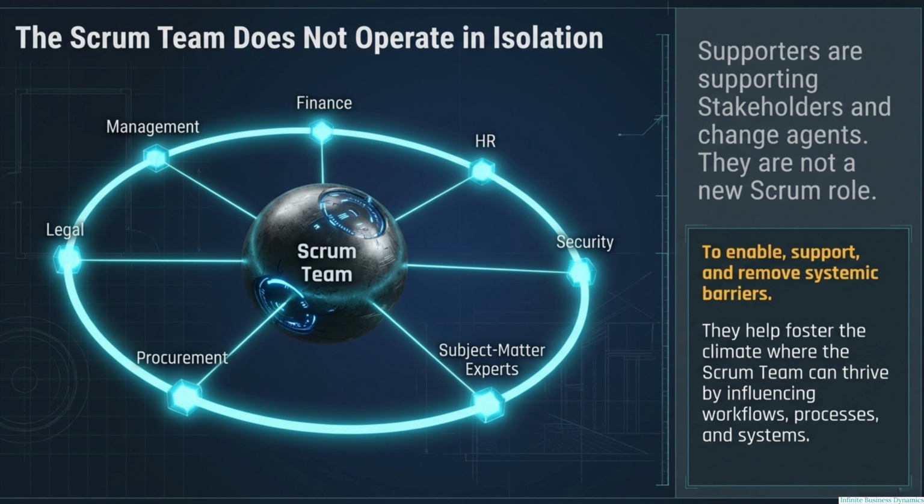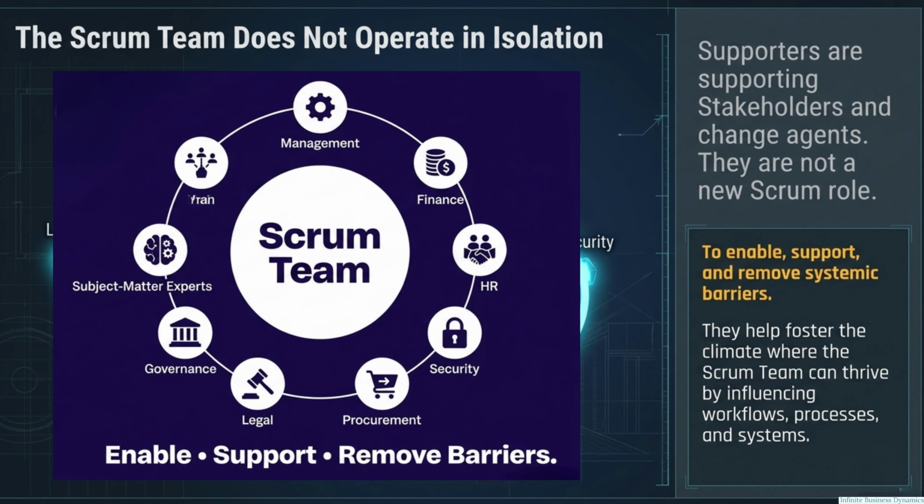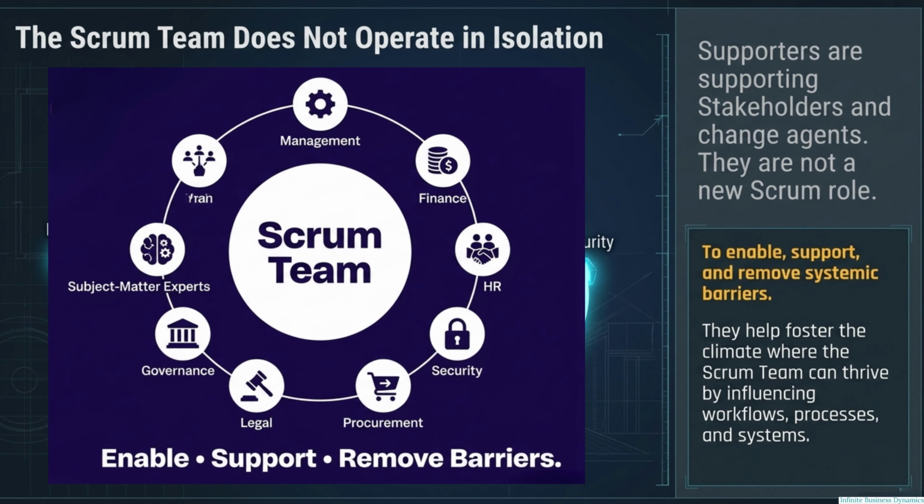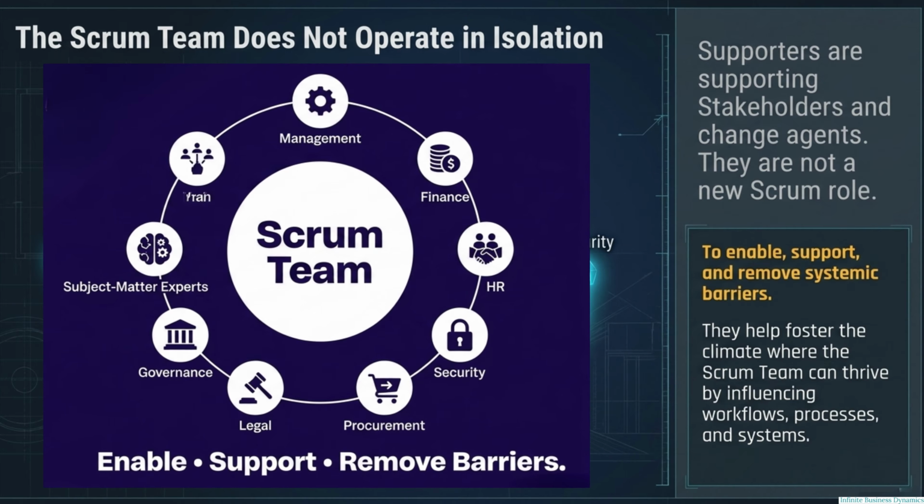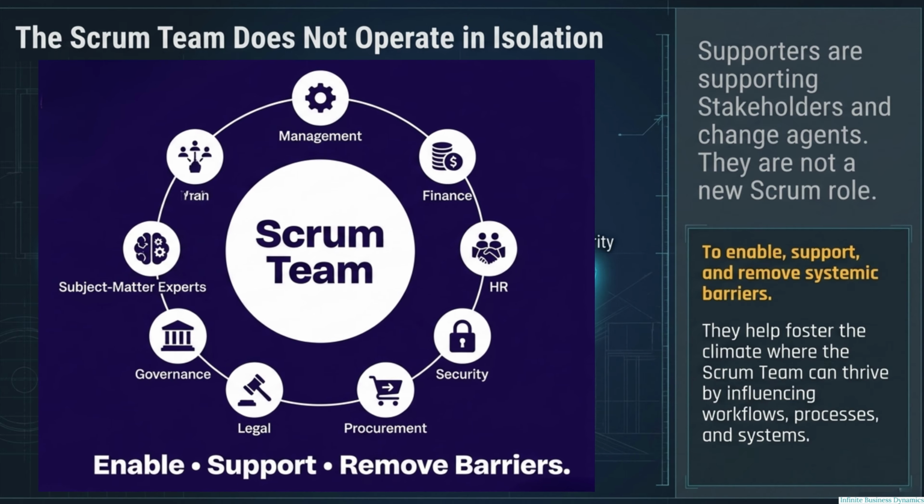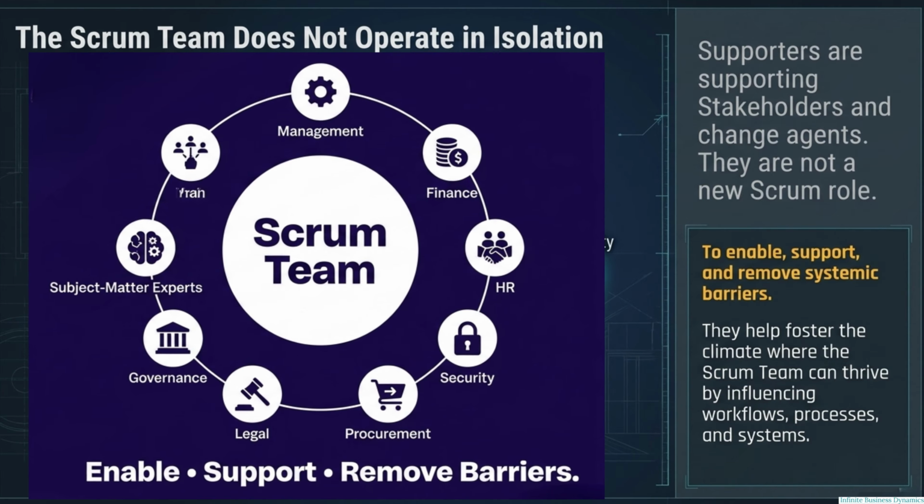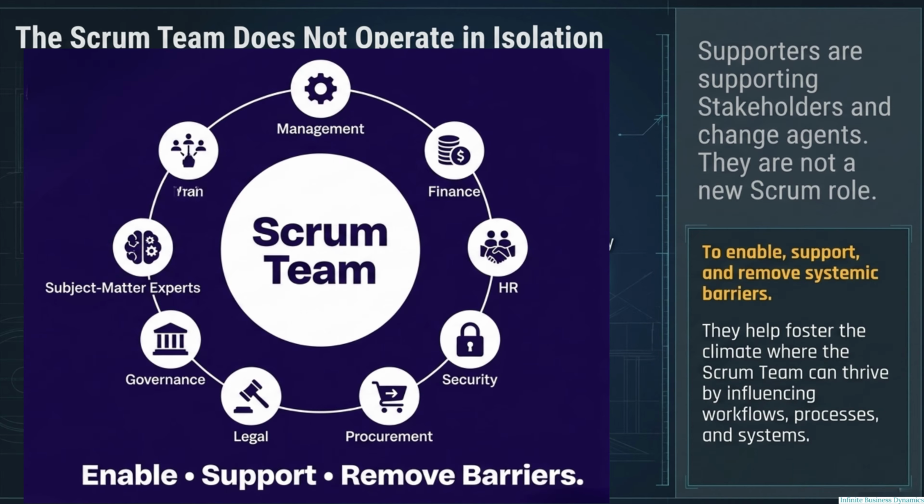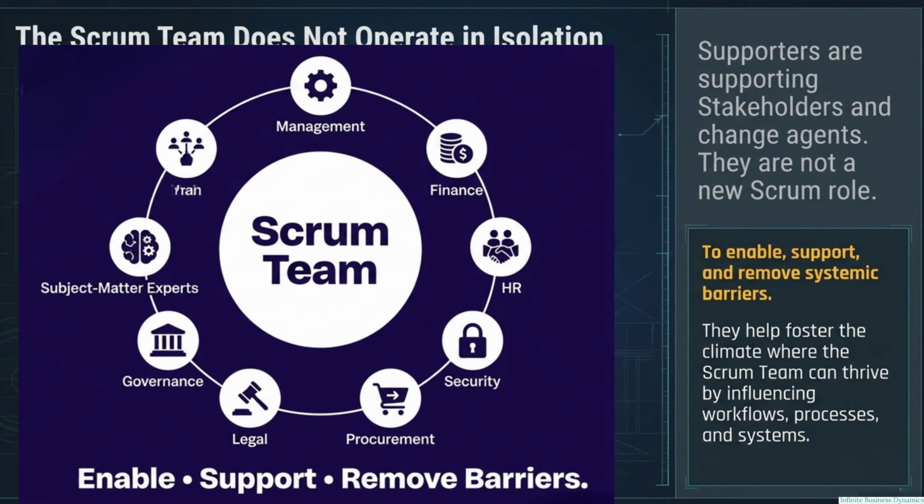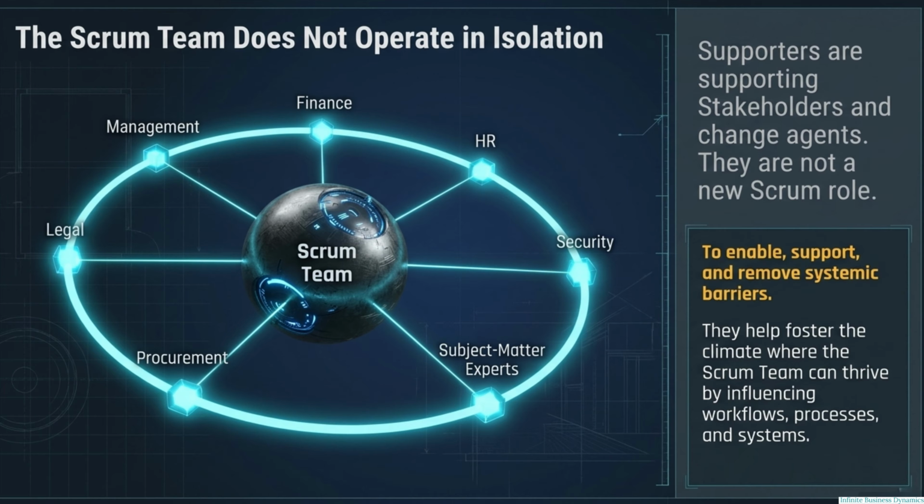But those developers don't work in a vacuum. The Scrum team does not operate in isolation. And this brings us to the supporter. Now, to be crystal clear, supporters are not some extra new Scrum role. They are crucial stakeholders and change agents, people in HR, finance, or legal, who actively enable the team by removing systemic barriers. For instance, a supporter in legal might clear up a massive compliance hurdle so the team can actually deploy a feature and thrive, rather than just getting stuck in bureaucratic limbo forever.